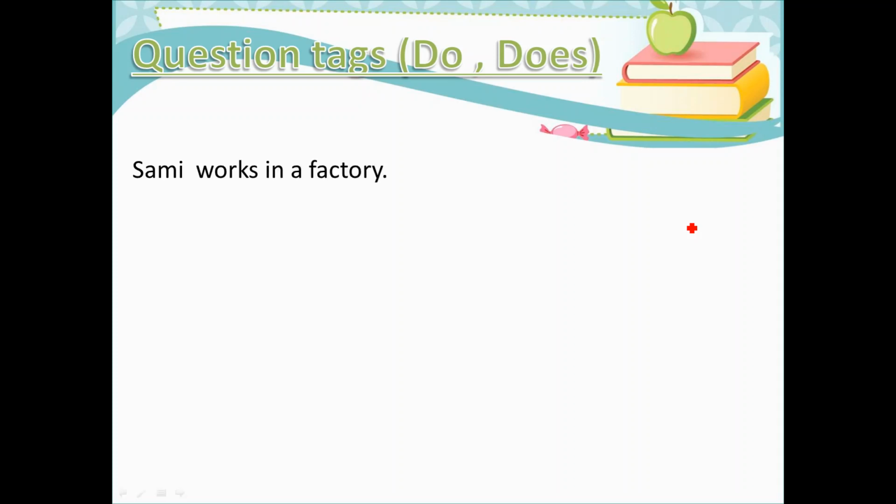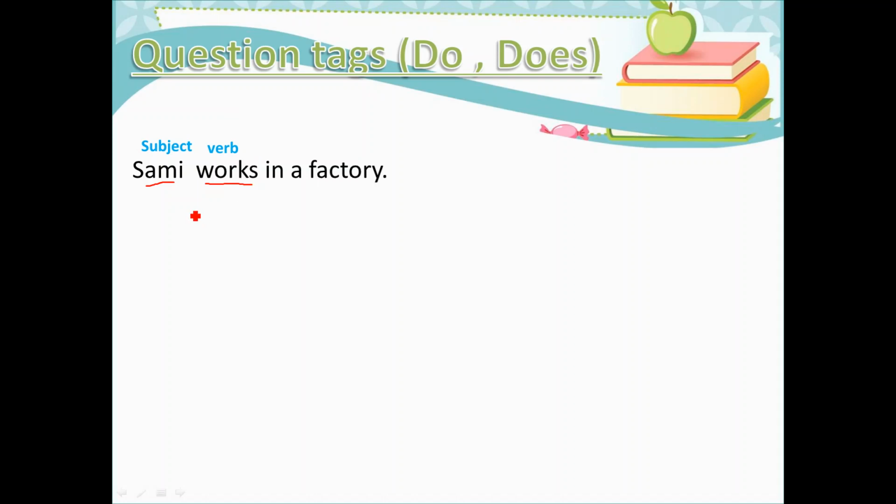For example, Sammy works in a factory. We have this sentence. We have Sammy, subject, الفاعل هو سامي. Works هي الفعل. In a factory في المصنع. So this is the subject. This is the verb. Now as you notice, we do not have any helping verbs here.